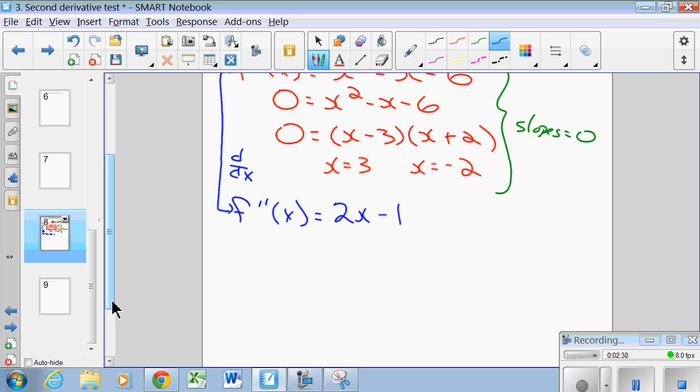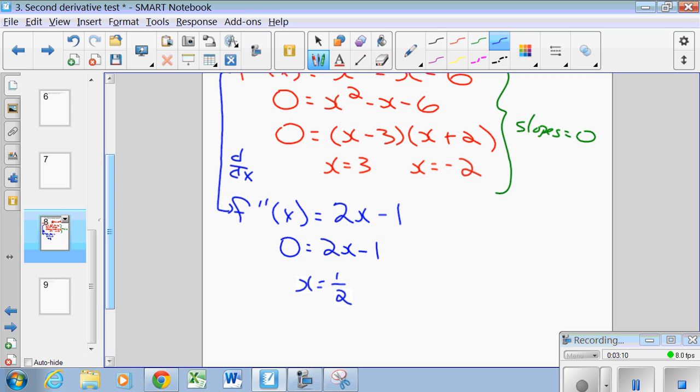So I want my critical numbers this time again. There is still no dividing by 0. There are still no square roots of negatives, so I don't have to worry about those. The only thing I want to find then is where is my second derivative equal to 0? And from here I get x equals 1/2. So if you truly want to justify where you have a point of inflection, you should show that at x equals 1/2, your graph changes from concave up to concave down.